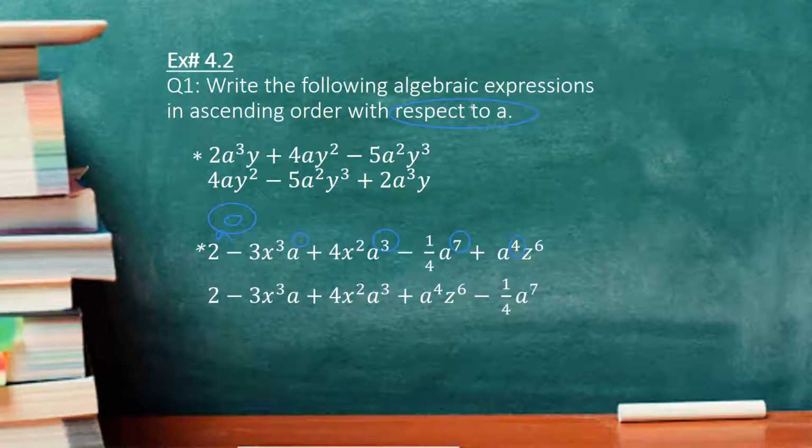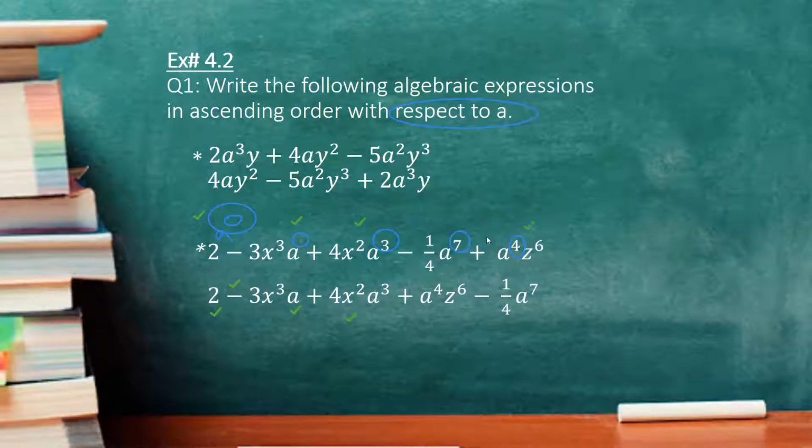But let's start with the smallest power. The smallest power is 0. So first we have written this. Then the second power will be A power 1. So just you have to copy down with the sign. Minus 3x cubed and A. Right? The next power is here A power 3. So just copy down this expression. Then the next power is 7 or 6?